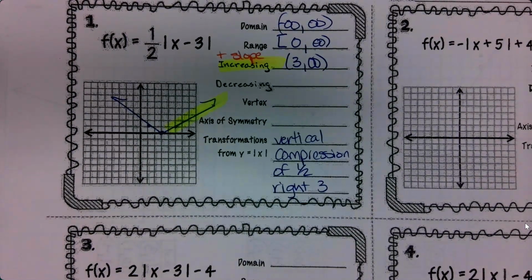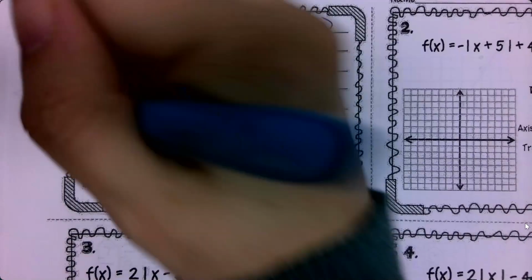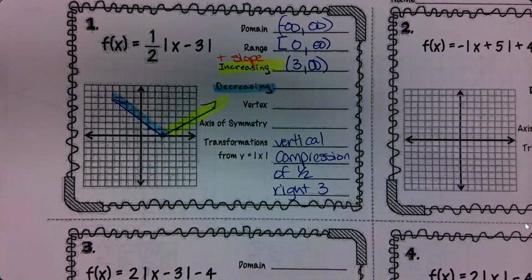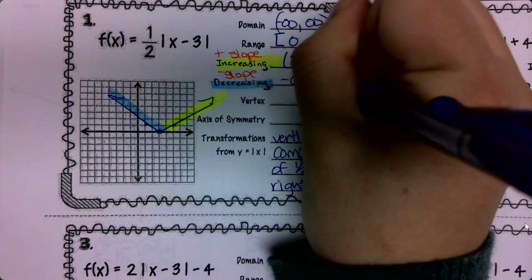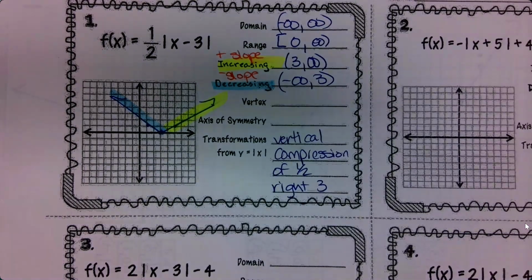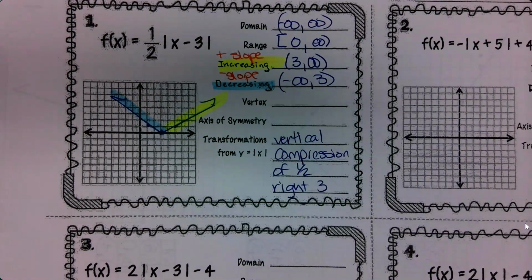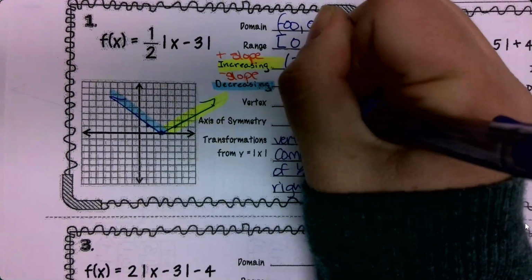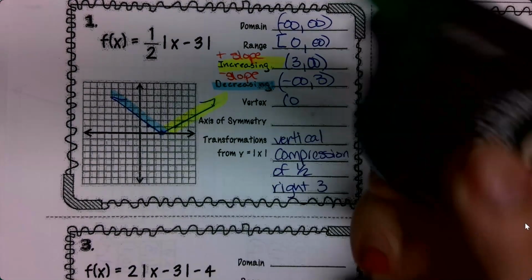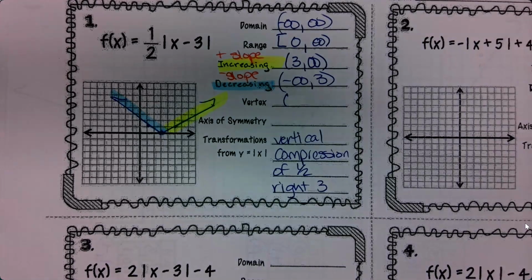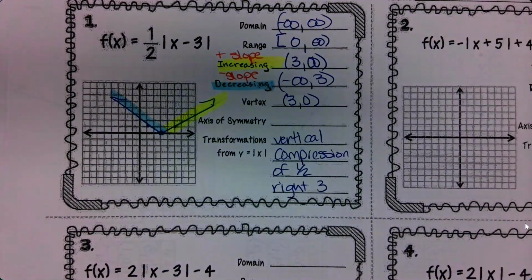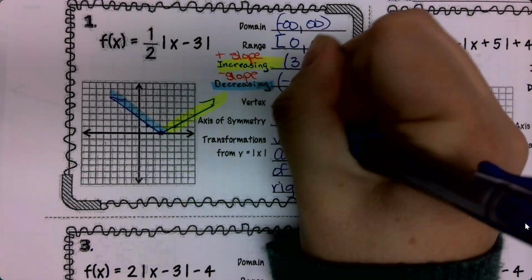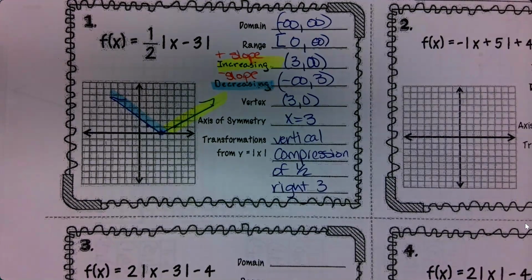And my next one is decreasing. So this is where it has a negative slope. This starts at negative infinity, and it ends at 3. My vertex is where it changes from increasing to decreasing. That is 3, 0. And my axis of symmetry is where I can cut this in half. That is going to be x equals 3.